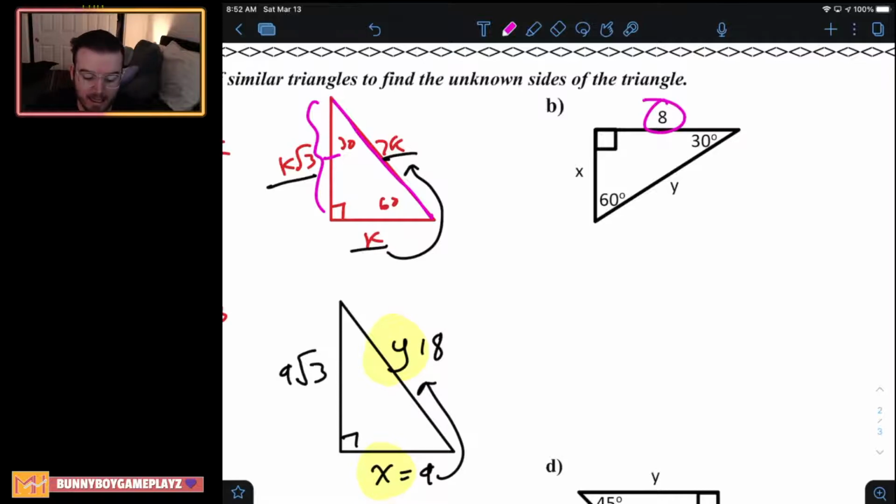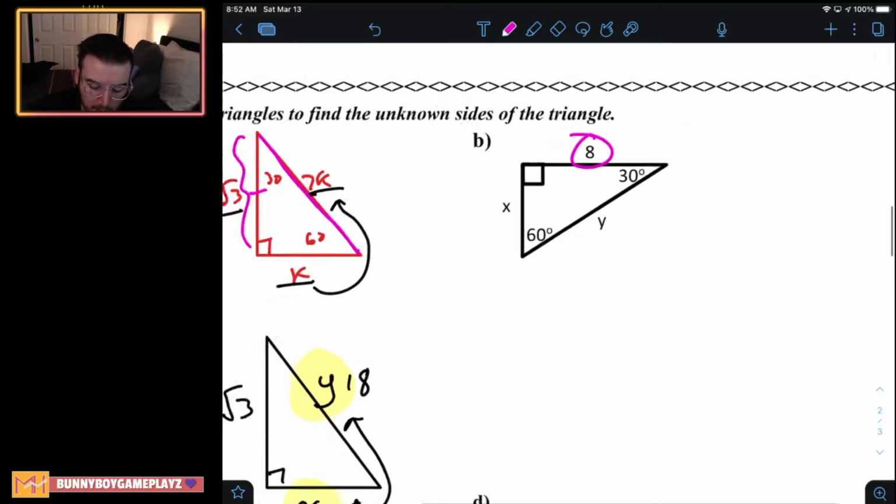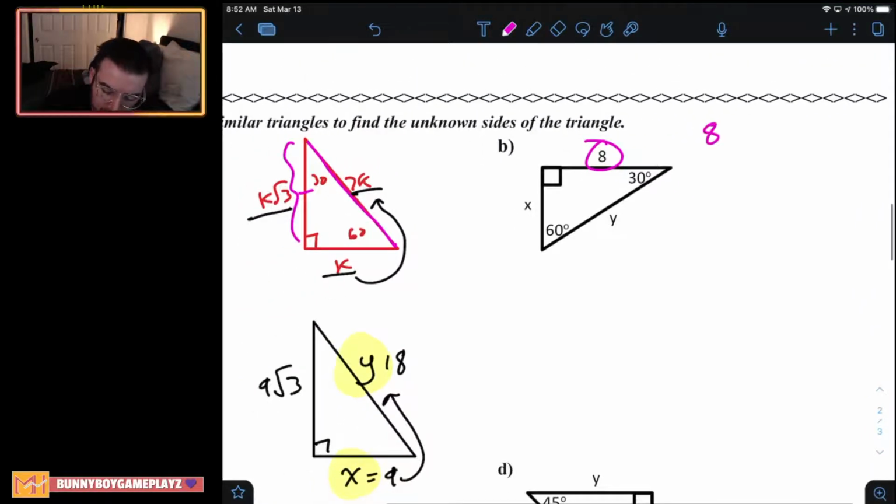K can be anything. K doesn't have to be 2, 3, 4, 5, 6. K can be 7.5. K can be 5 over 4. K can be 2.34567. It literally can be anything. So K here is just not a whole number. But nonetheless, 8 is equal to k root 3. Okay? We know that to be true. We know that the long leg is always k root 3.